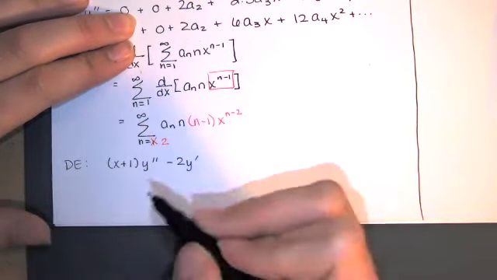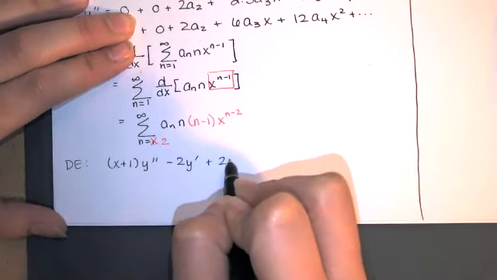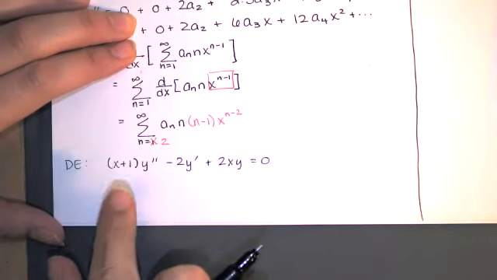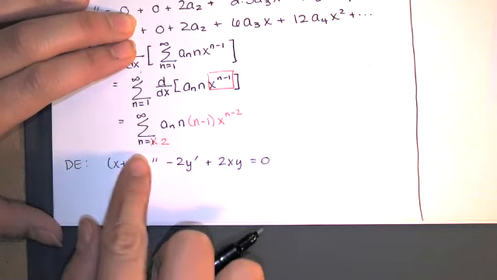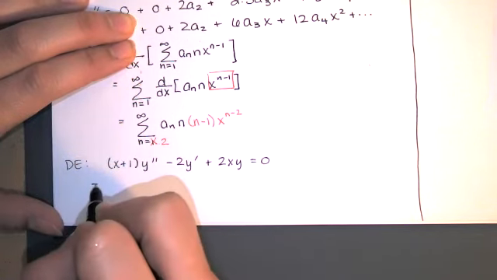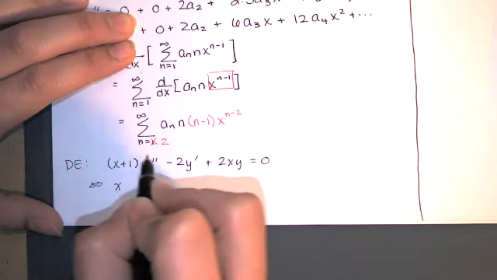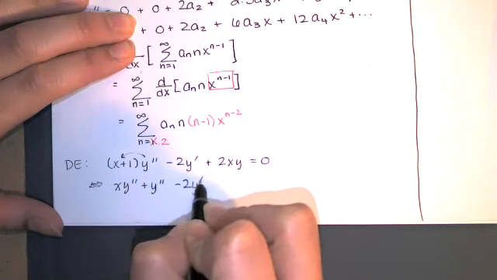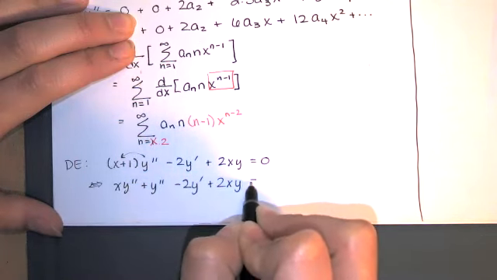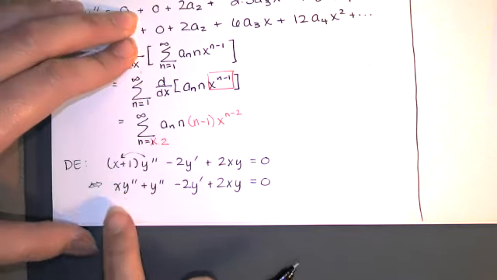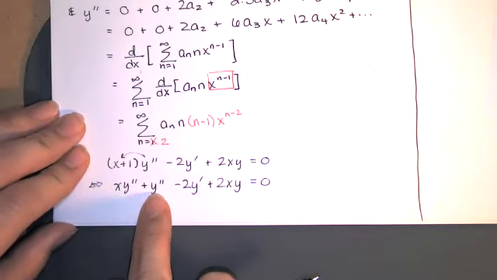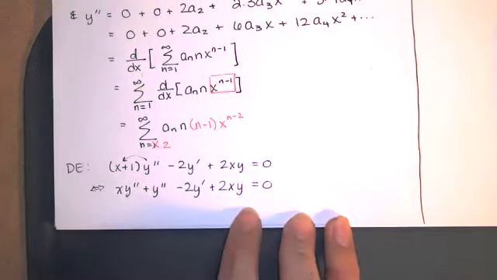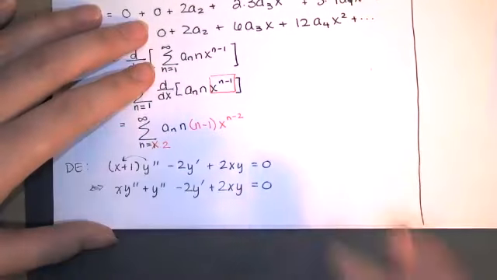If you have a binomial or a trinomial times a derivative, as we do with that first expression there, what I recommend is that you distribute that derivative through the parentheses. So we'll have x times y double prime plus y double prime minus 2 times y prime plus 2x times y equals 0. And we're going to substitute in y double prime here and here. We'll substitute in y prime here, and we'll substitute in y there. And then we're going to set all of that equal to 0.